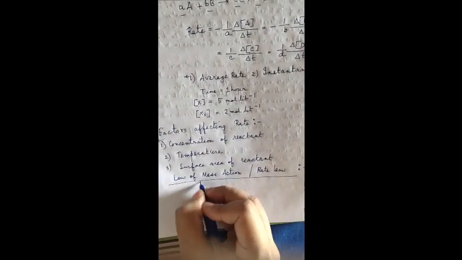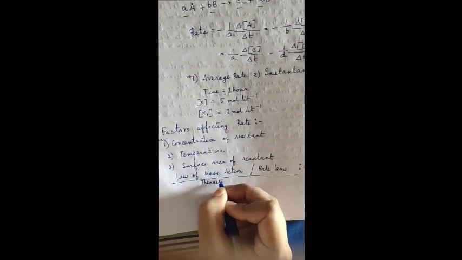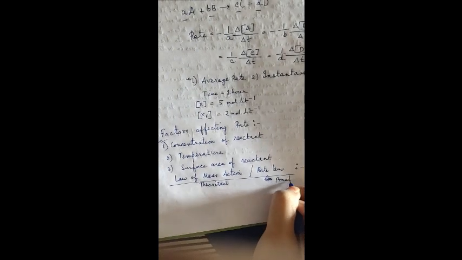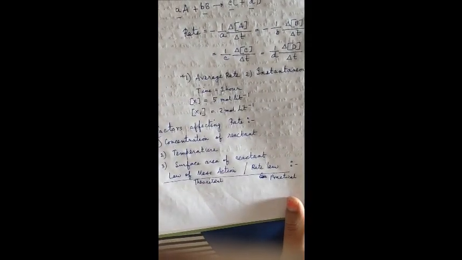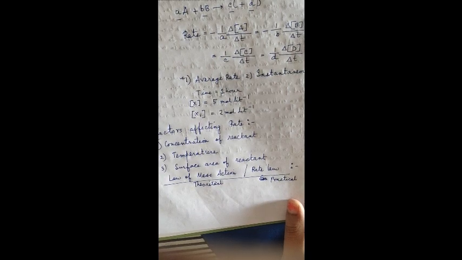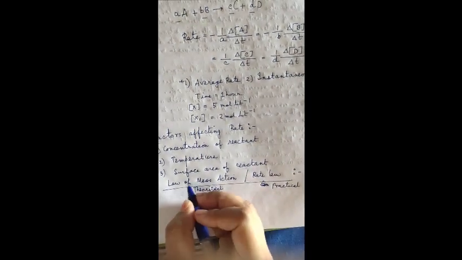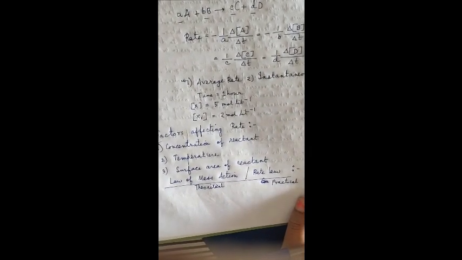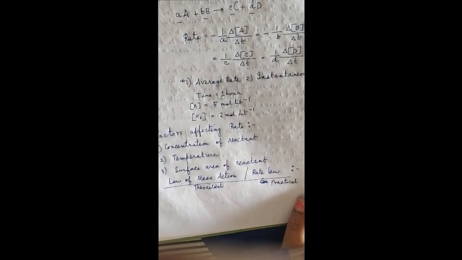This is a theoretical concept and this is a practical concept. Practical means experimental fact. That is, we find out the rate of a reaction by experimentally doing it, and we find out the rate of a reaction by theoretically calculating it. So one is the experimental law and another is the theoretical law. What does the law of mass action state? The law of mass action states that the rate of a reaction is directly proportional to the active masses of the reactant with the stoichiometric coefficient raised to the power.